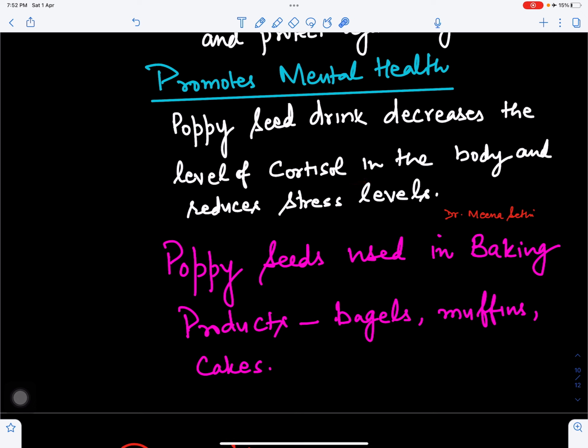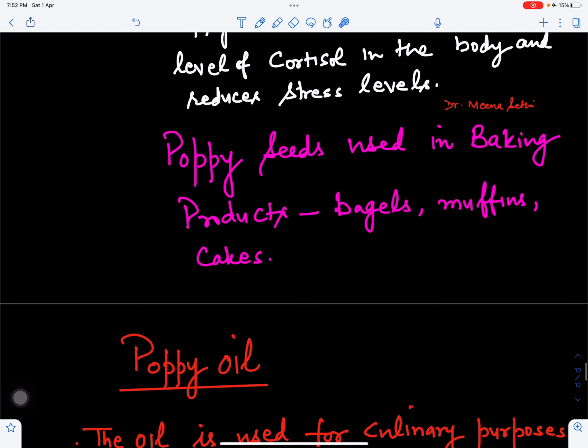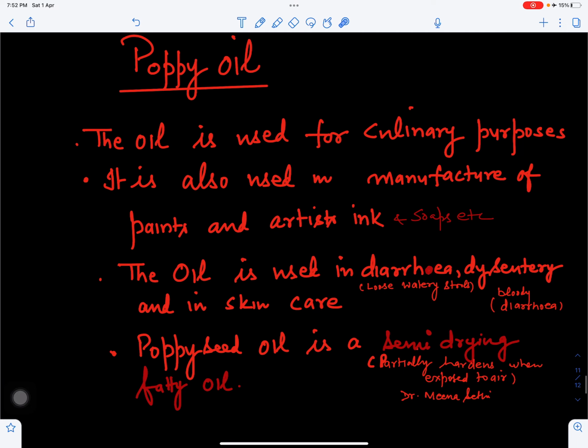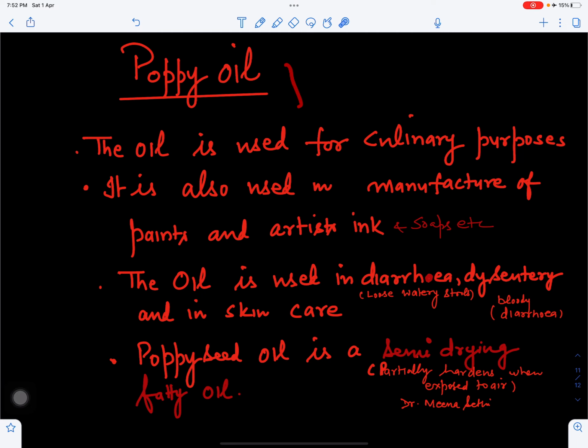Poppy seed is used in cooking also. This is used in many baking products: biscuits, bagels, muffins, cakes, and in halwa also. This is used in making many preparations. Then its seeds are also rich in oil called poppy oil. Poppy oil is used for culinary purposes, which means cooking purposes. It is also used in the manufacture of paints, soaps, and also in the ink of artists.